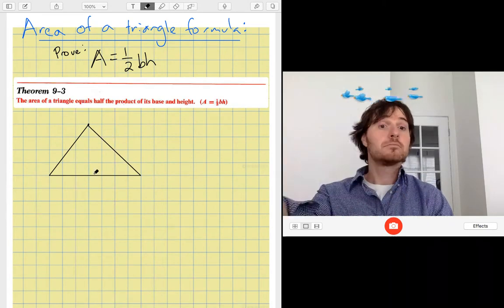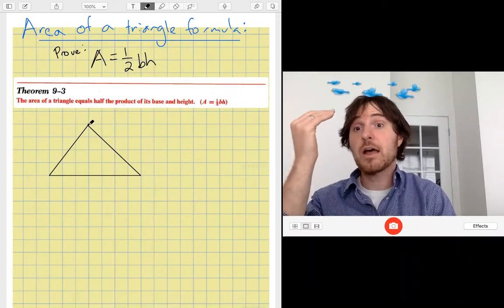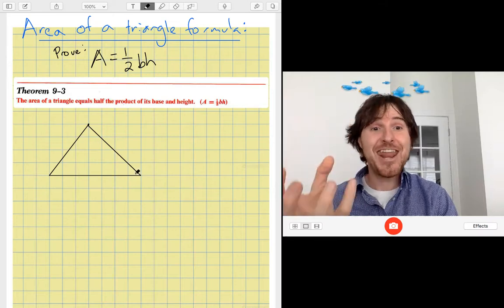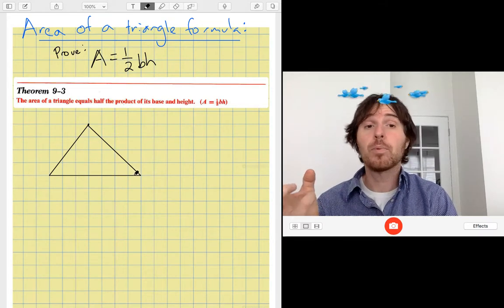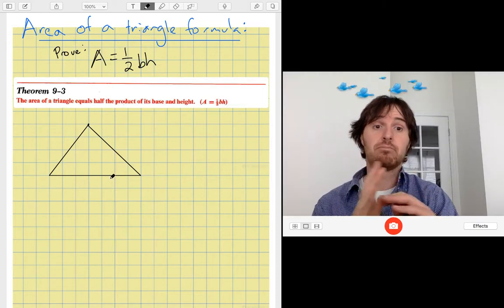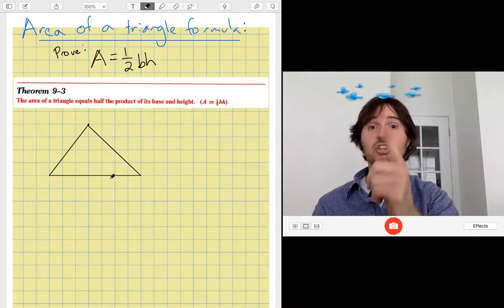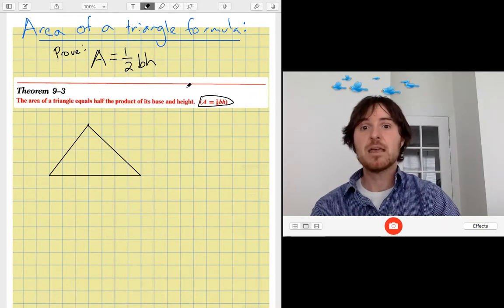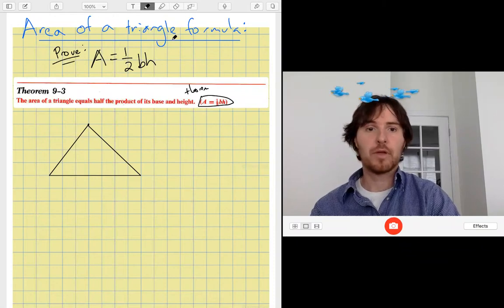Okay, there. It fits the definition of a triangle, right? We've got three coplanar points that are non-collinear, and we're connecting them through three line segments. Boom, we fit the definition of a triangle here. So how do we get to this formula, okay? Because this is going to be our theorem, so we need to prove it.